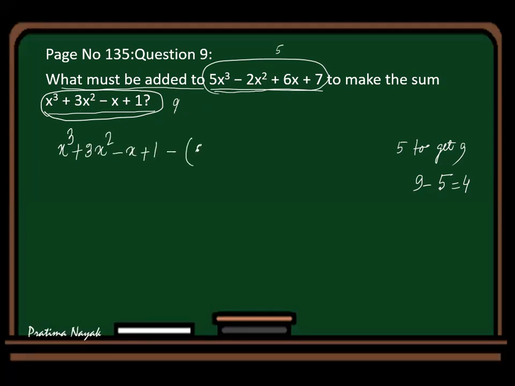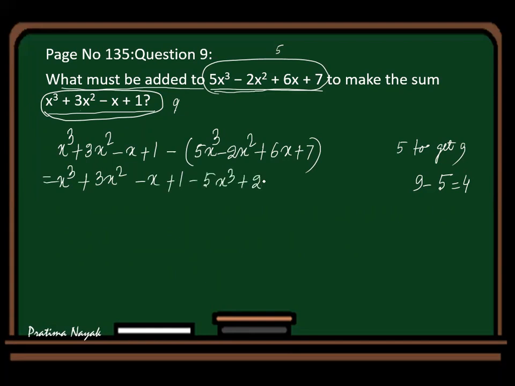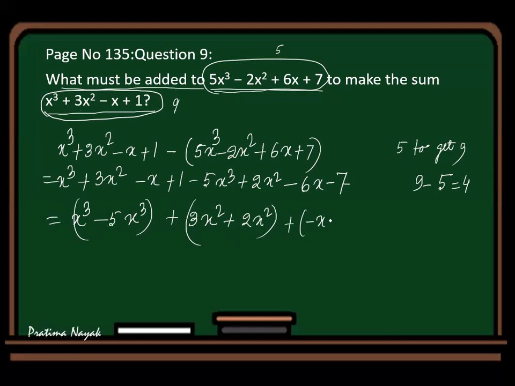Subtraction. Put a bracket because we are subtracting: −(5x³ − 2x² + 6x + 7). Then change the sign while opening the bracket. So this will be x³ + 3x² − x + 1 − 5x³ + 2x² − 6x − 7. Group them: x³ − 5x³, then 3x² + 2x², then −x − 6x, then 1 − 7, that is −6.